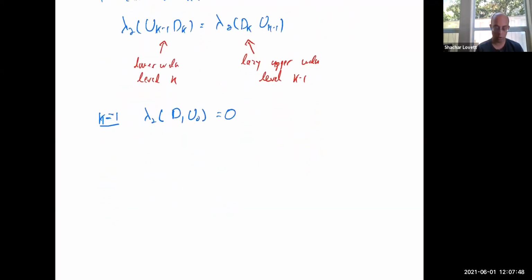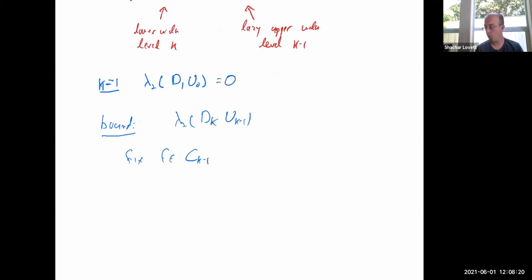So let's look at, as a proxy, M_{k-1}^+ plus the identity. So what we want to do is analyze, or rather bound, lambda_2 of D_k U_{k-1}, and we're going to use the Rayleigh quotient. So let's fix f in C^{k-1}.